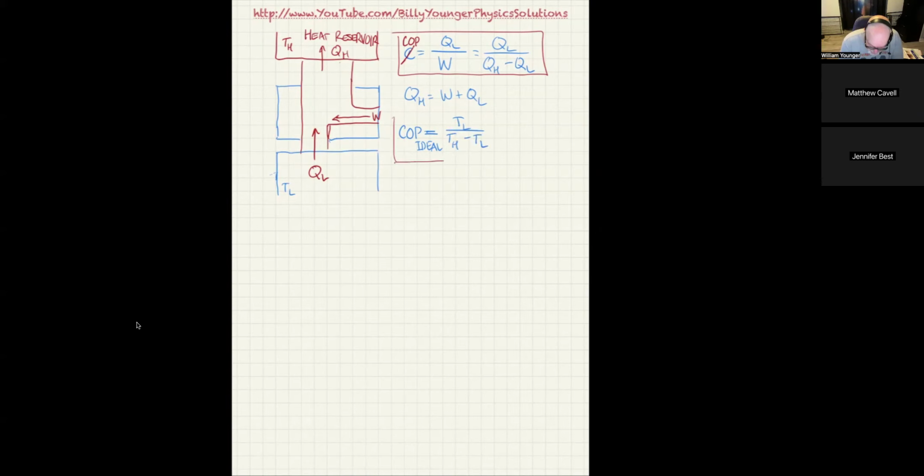But to be honest with you, I don't think I've ever had you do anything but homeworks with that. I've never even put one of those questions on the test. But you should be able to know how to calculate the coefficient of performance for these devices. So I'm going to show you an example now. Example one.